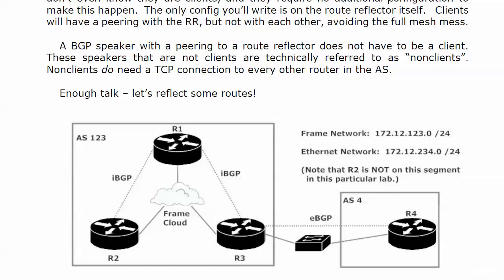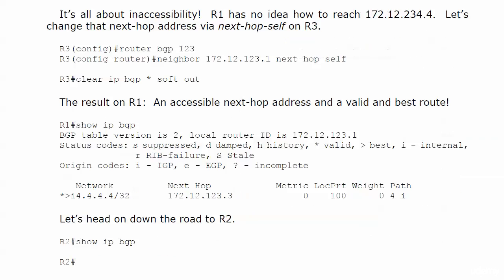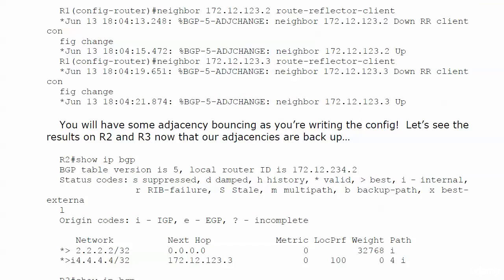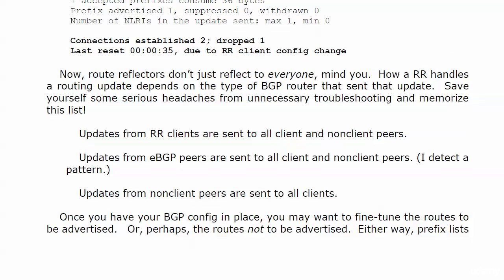It's just that simple, and the key is just knowing where to configure it. Let me show you that little bit of information. Everything I'm going by on the screen, we did live and saw that. But I wanted to show you the information about the clients and non-clients, because route reflectors don't just reflect to everyone, mind you. How a route reflector handles a routing update depends on the type of BGP router that actually sent the update. Memorize this list. It'll save you some headaches on your exam and in the real world.